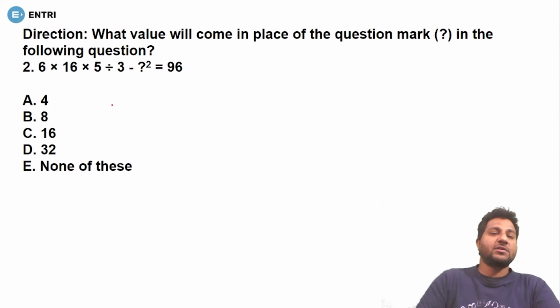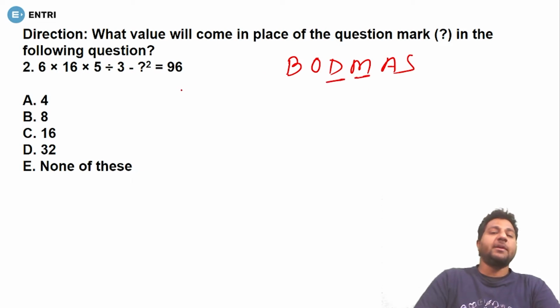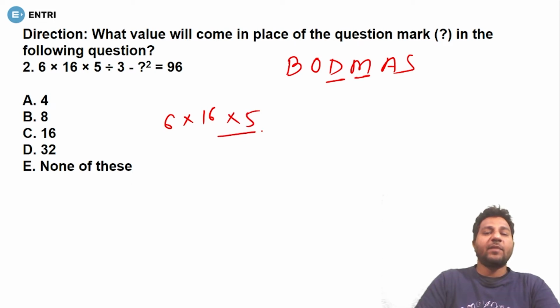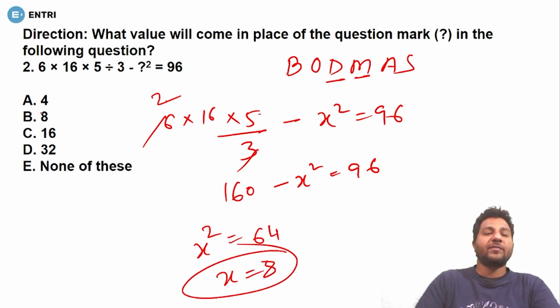Here is the next question. Look at this. Again we will use the BODMAS rule, so first division and then multiplication. 6 into 16 into 5 by 3 minus x square is equal to 96. So we get 160 minus x square is equal to 96. So x square is equal to 64. That means x equals 8. Hence option B will be the correct one.